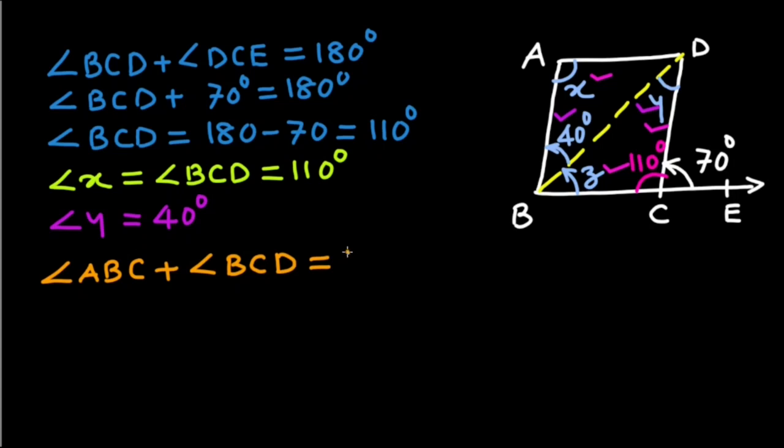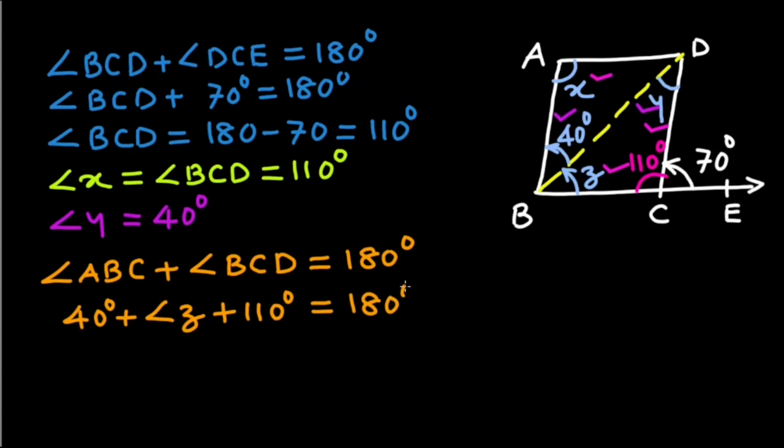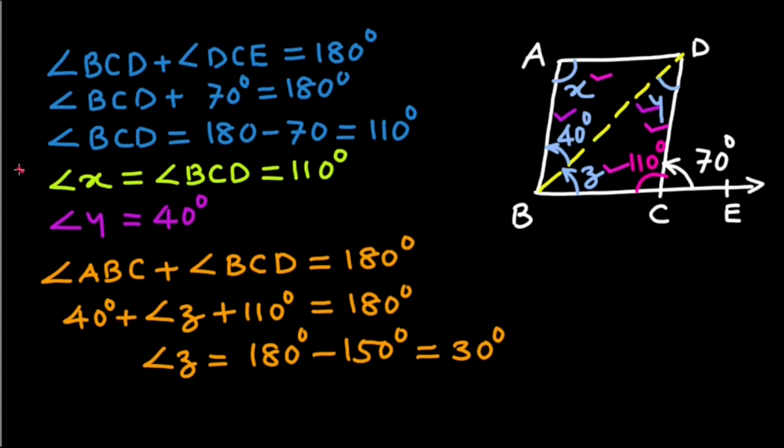BCD equals 180 degrees. But angle ABC is 40 degrees plus angle Z plus angle BCD, which is 110 degrees, equals 180 degrees. That will be angle Z equals 180 degrees minus 150 degrees. That will be 30 degrees. So the unknown angles are angle X is 110 degrees, angle Y is 40 degrees, and angle Z is 30 degrees.